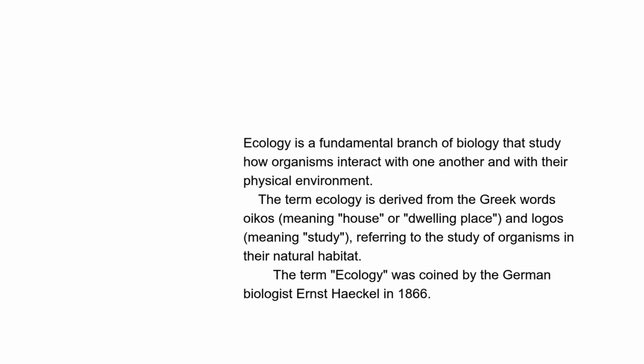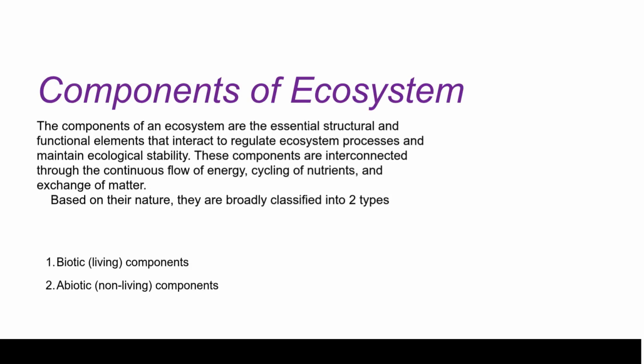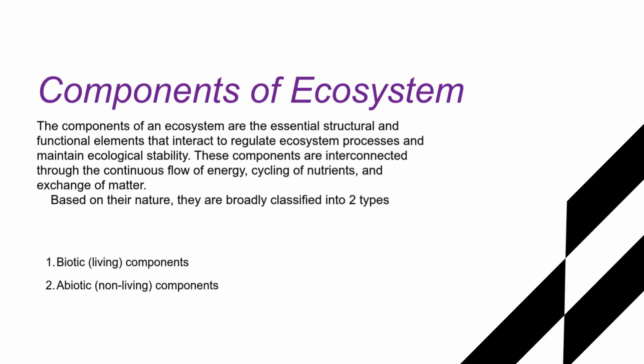The components of an ecosystem. The components of an ecosystem are the essential structural and functional elements that interact to regulate ecosystem processes and maintain ecological stability. Based on their nature, they are broadly classified into two types, biotic and abiotic components. So now let's see it one by one.